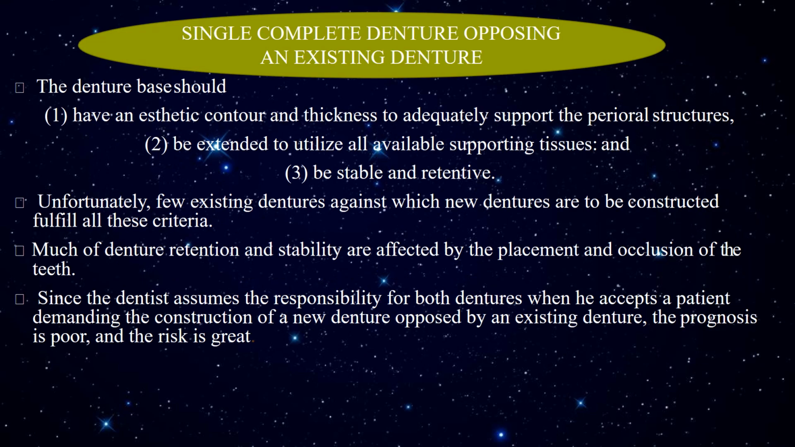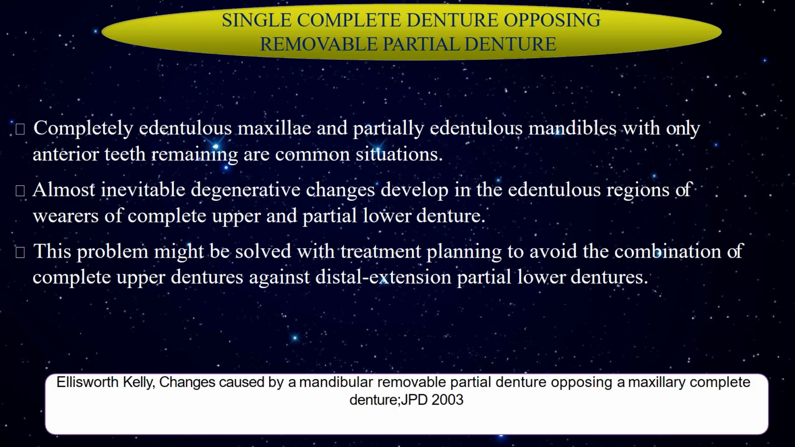Then there are situations where you have a single complete denture opposing an existing complete denture. Then we have single complete dentures opposing removable partial dentures. A completely edentulous maxilla and partially edentulous mandible with only anterior teeth remaining is the most common situation. That is, in the lower arch we have a Kennedy's class 1 situation, and the upper is a completely edentulous arch. This is the most common situation, and perhaps this is why Kelly's combination syndrome is also seen almost exclusively in this type of scenario. So we can see degenerative edentulous changes in the anterior premaxilla.